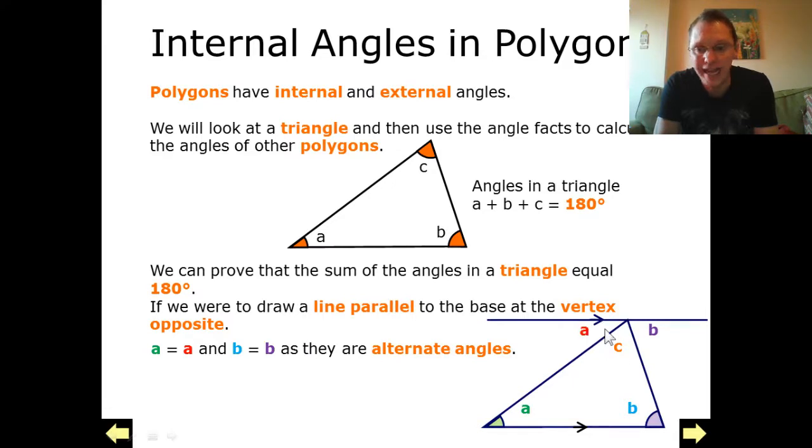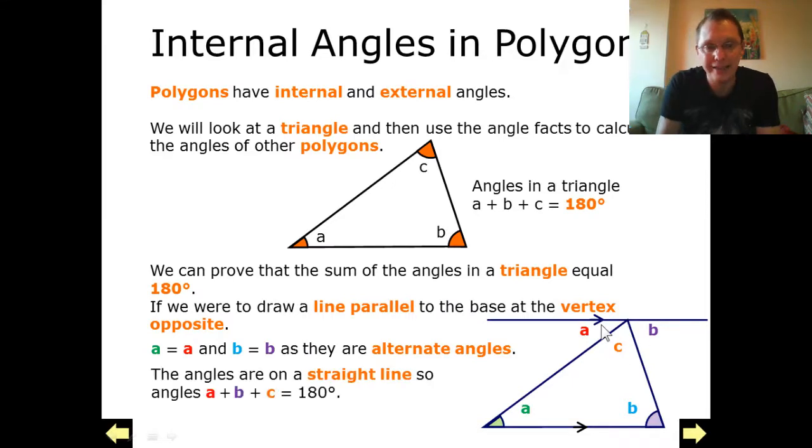So here I've got angles A, B, C, and angles on a straight line add up to 180 degrees. So all these three angles added together, 180 degrees, which proves that this angle will be the same as this, will be the same as this. So angles in a triangle have got to be the exact same as angles on a straight line, equaling 180 degrees.